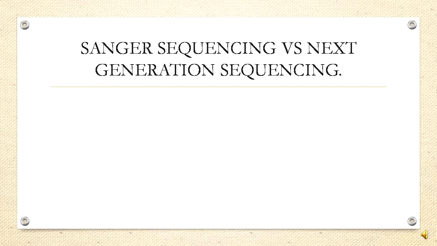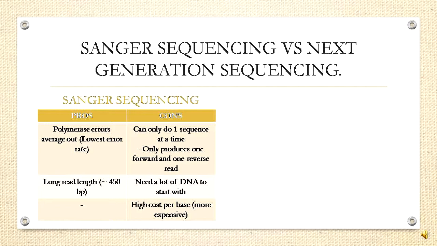So here you can compare between Sanger sequencing and next generation sequencing. Sanger sequencing has the pros of a lower error rate and longer read length, up to 450 base pairs. But it can only do one sequence at a time, which only produces one forward and one reverse read. It needs a lot of DNA to start with, and it has a higher cost per base, which is more expensive compared to next generation sequencing.